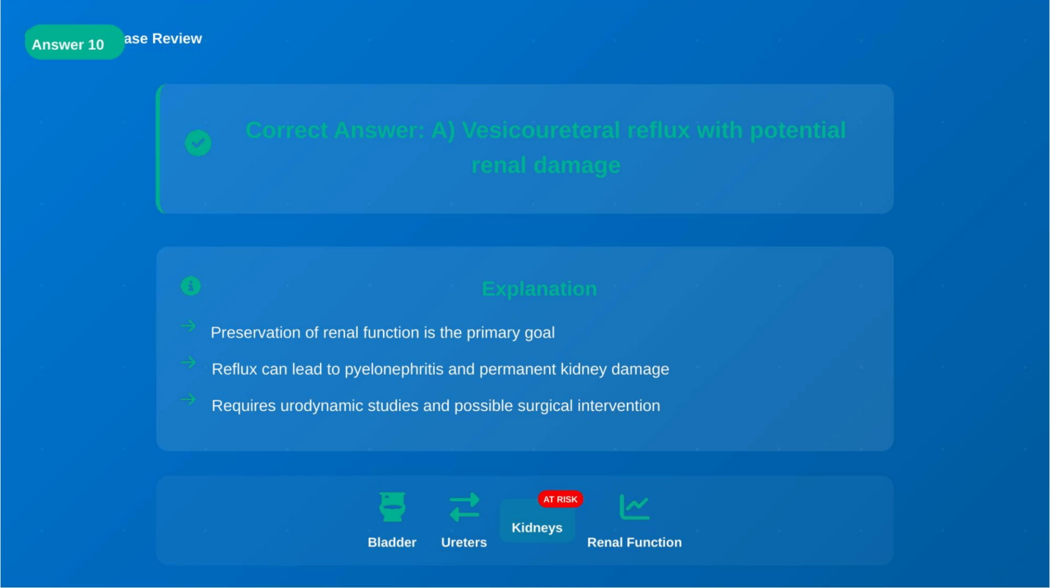Neurogenic bladder dysfunction can lead to high intravesical pressures, vesicoureteral reflux, and recurrent urinary tract infections that ascend to the kidneys. This combination can cause pyelonephritis and permanent renal scarring. Management includes urodynamic studies to assess bladder function, anticholinergic medications to reduce detrusor overactivity, and surgical interventions such as vesicostomy or bladder augmentation in refractory cases.